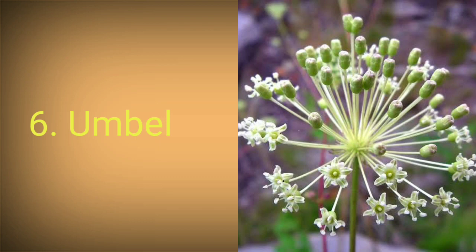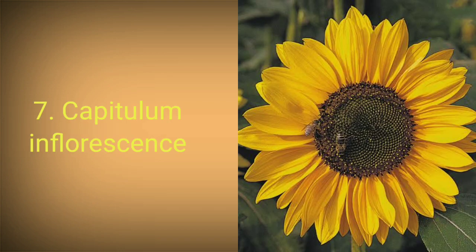Then lastly comes the capitulum. Again, this is of importance, because this is a modified raceme in which the main axis gets flattened, and this flattened stem axis is called the receptacle. The receptacle can be either concave or convex or spherical or flat, and it bears numerous sessile, that means stalkless flowers, which are called the florets.